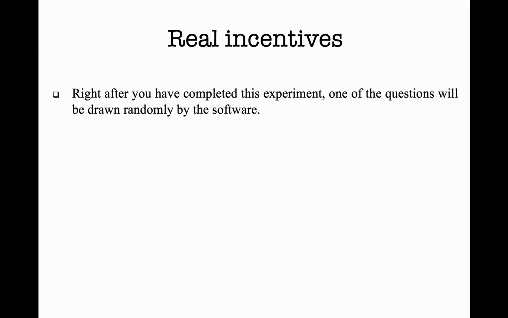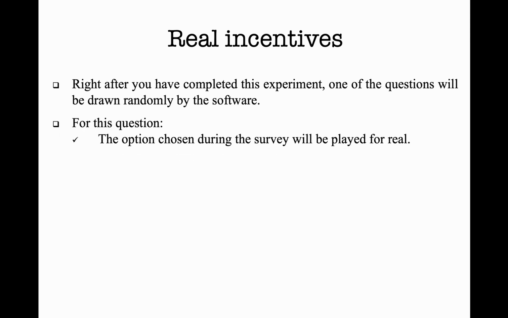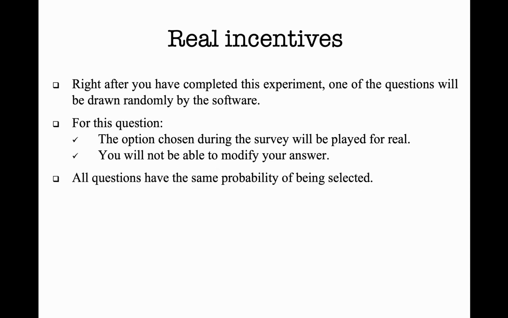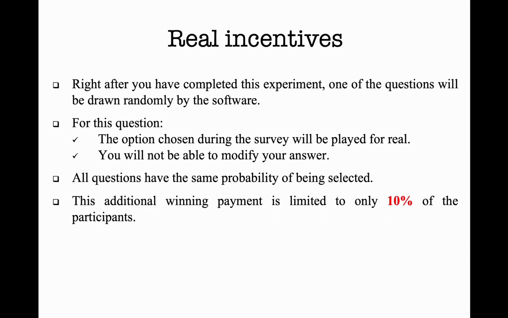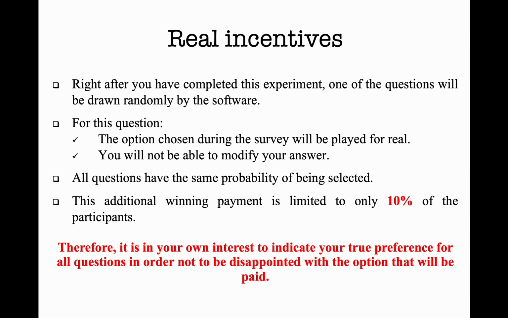Real incentives. Right after you have completed this experiment, one of the questions will be drawn randomly by the software. For this question, the option chosen during the survey will be played for real. You will not be able to modify your answer. All questions have the same probability of being selected. This additional winning payment is limited to only 10% of all participants. Therefore, it is in your own interest to indicate your true preference for all questions in order not to be disappointed with the option that will be paid.